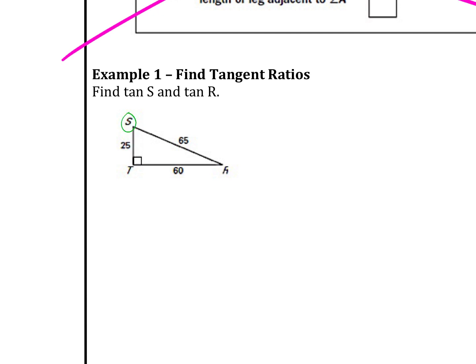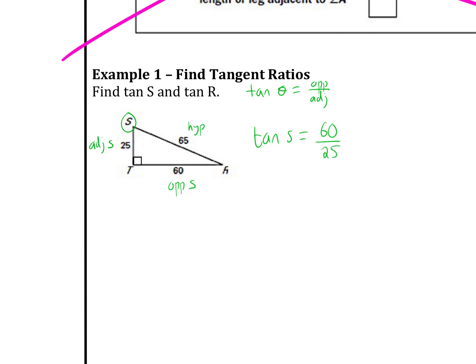Here's S. We need to find tangent, like we talked about: tangent of theta equals opposite over adjacent, SOHCAHTOA. Which side is opposite of S? Hopefully you said 60. Opposite of S is 60. Which side is adjacent to S? 25 is adjacent to S. And this would be the hypotenuse over here. Literally we're going to set this up: tangent of S equals opposite over adjacent. What's the opposite? 60. What's the adjacent? 25.